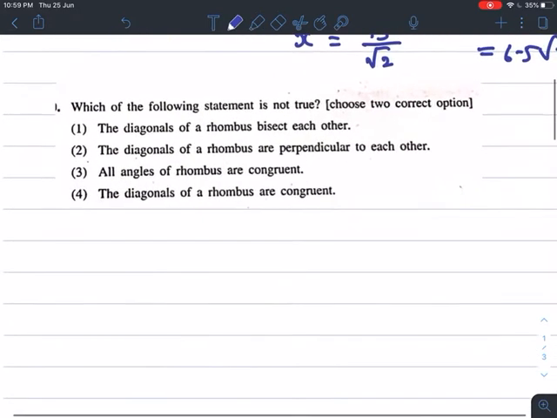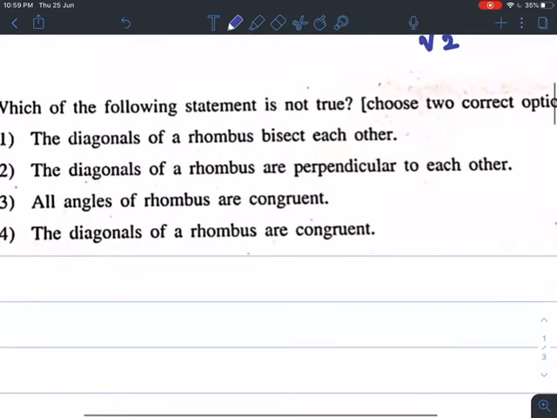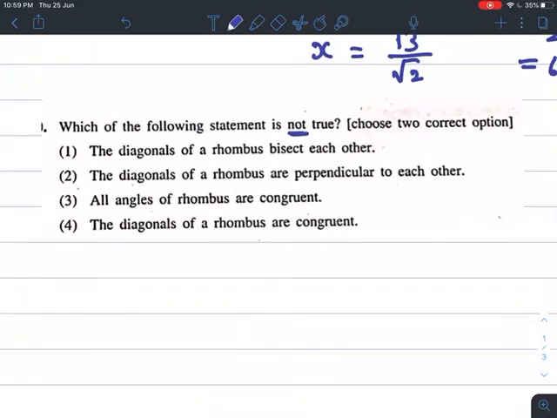Now second. In the same 2020 scholarship paper, there was this example: which of the following statements is not true? A very important part is this: not true, meaning which is not correct. So you have to select such two options.